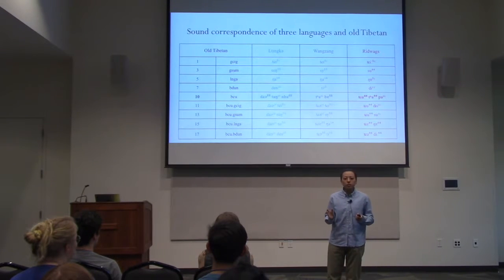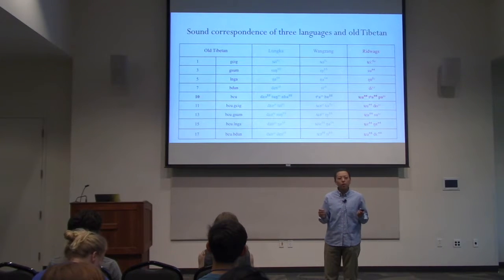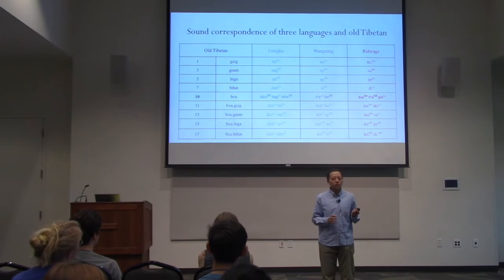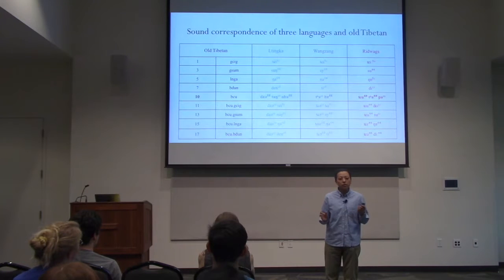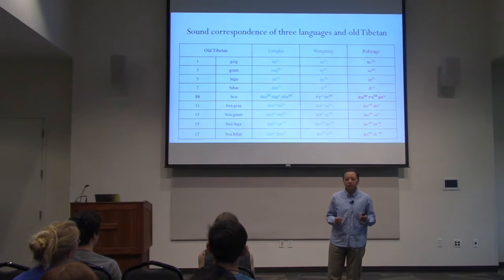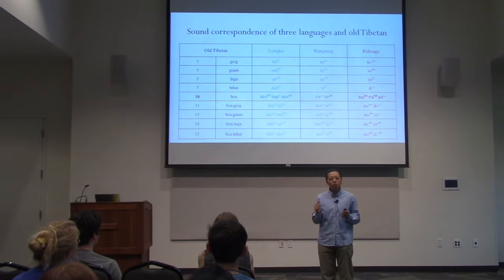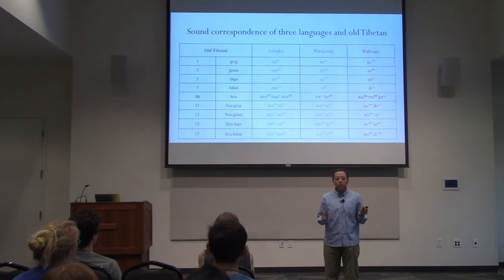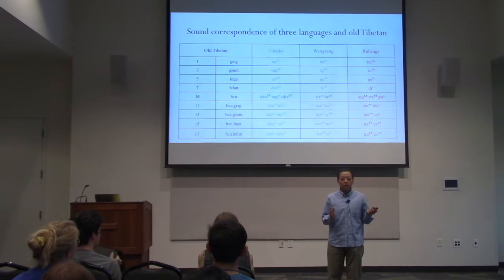The numeral system of Blue One is the same as Old Tibetan. They both use the decimal system. Ridwags uses decimal and vigesimal systems alternately. For instance, 10 is called Ho. 11 to 19 are shown as 10 with a single digit, like 15 is 10 and 5.